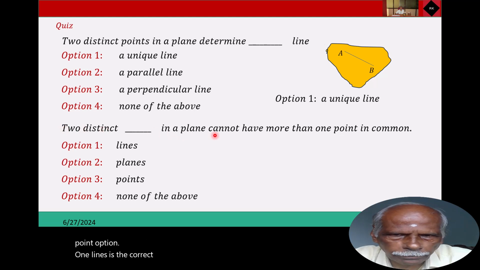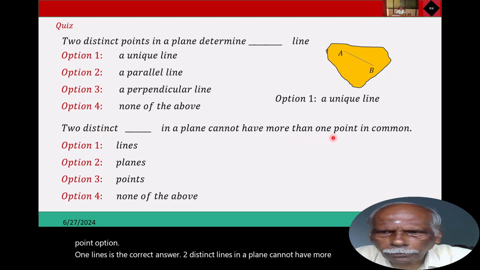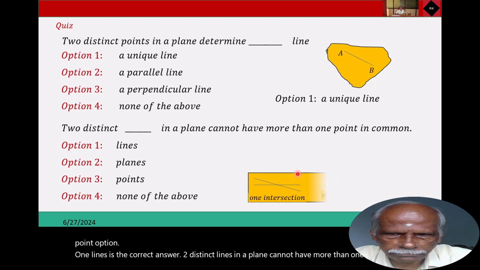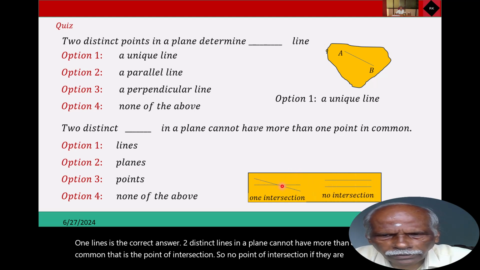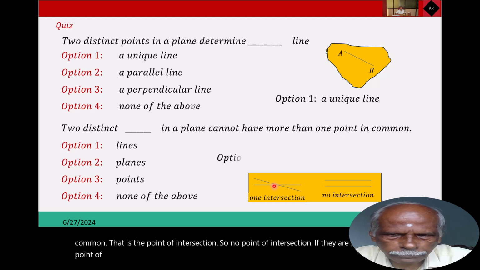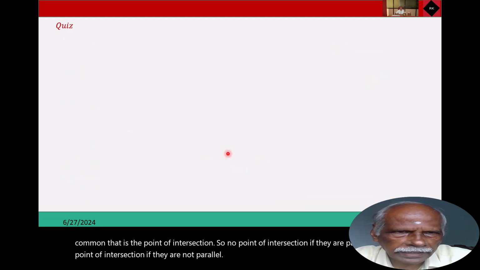2 distinct lines in a plane cannot have more than one point in common, that is the point of intersection. So no point of intersection if they are parallel, one point of intersection if they are not parallel. So option 1, lines, is the correct answer.